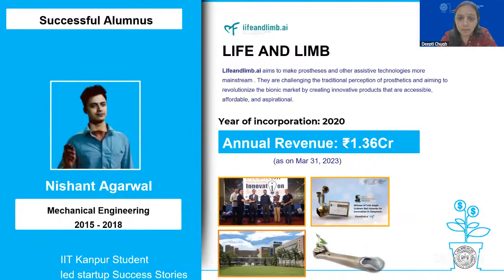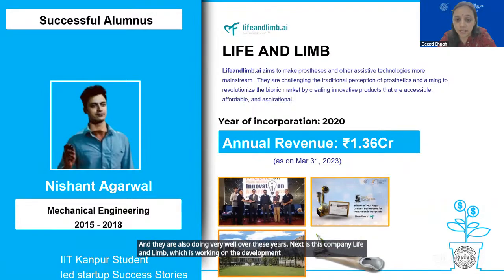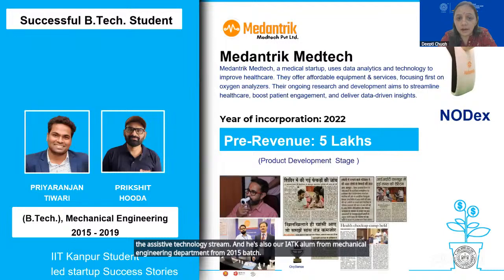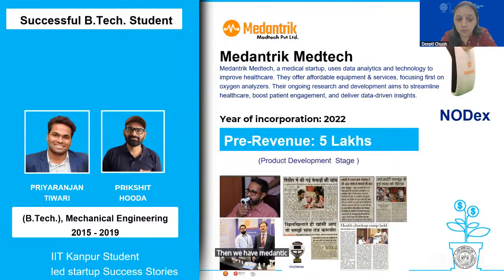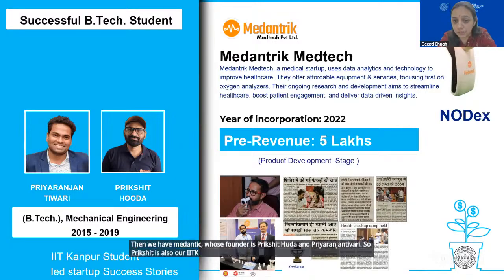Next is this company Life and Limb, which is working on the development of an upper limb prosthetic device in the assistive technology stream. And he's also our IITK alum from the Mechanical Engineering Department, 2015 batch. Then we have Medantrik Medtech, whose founders are Prikshit Huda and Priyaranjan Tiwari. Prikshit is also our IITK student from the 2015 batch from Mechanical Engineering.